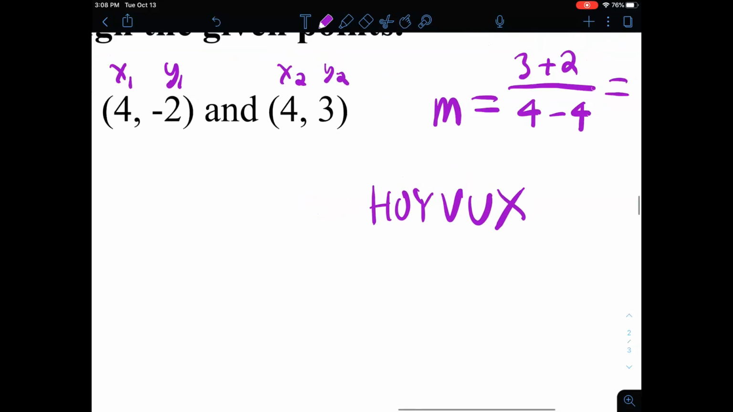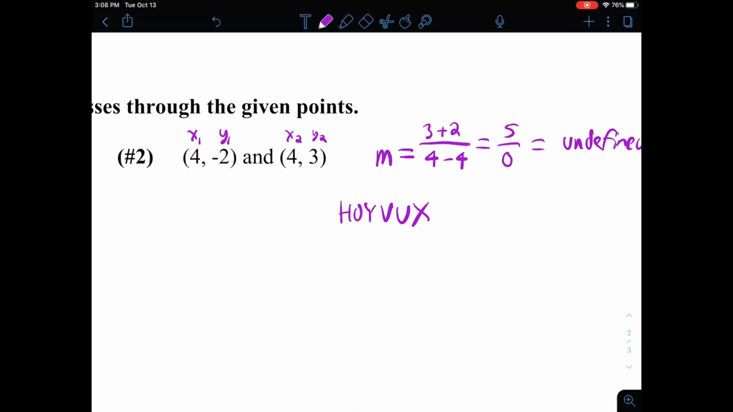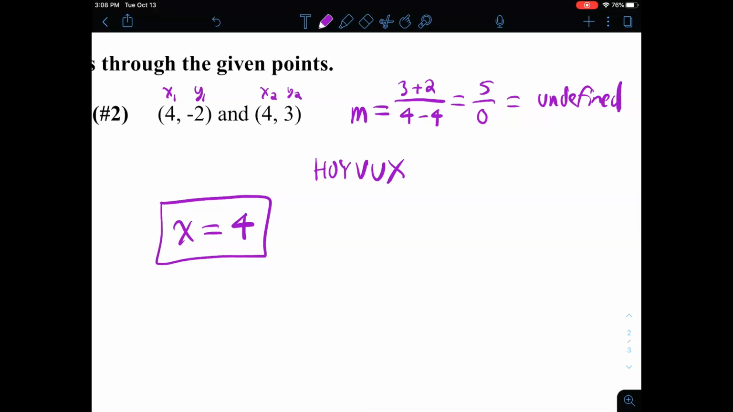So for this one, if it's an undefined slope, all we have to do is our final answer is going to be x equals whatever the x coordinate is. What's the x coordinate for both of these? It's 4. Our final answer is going to be x equals 4 for this one. If we had a 0 slope, it would be something like y equals 2. So remember, a horizontal line is going to be y equals a number. A vertical line is going to be x equals a number. You just set it equal to the x coordinate or the y coordinate, basically.